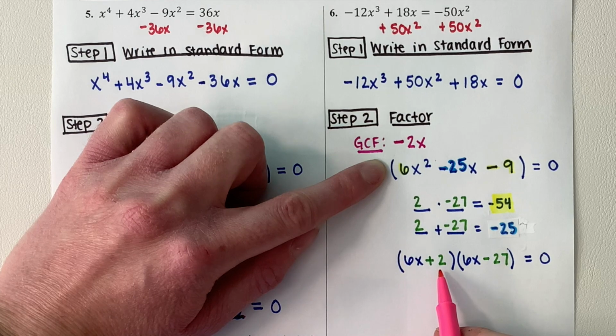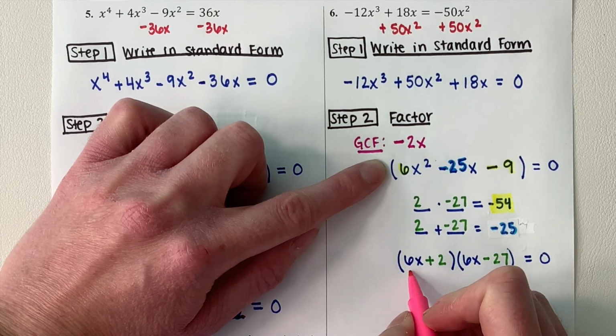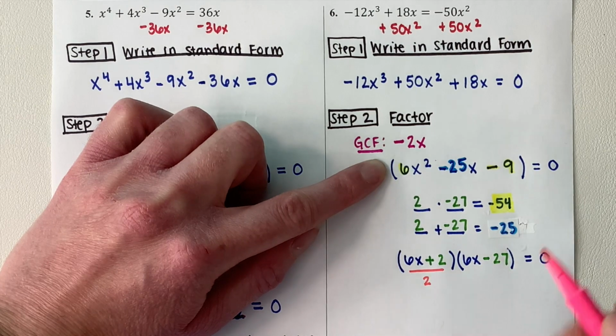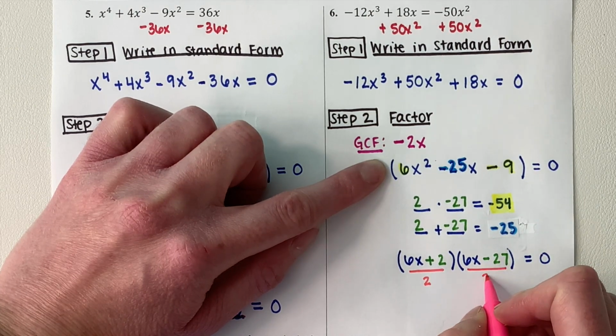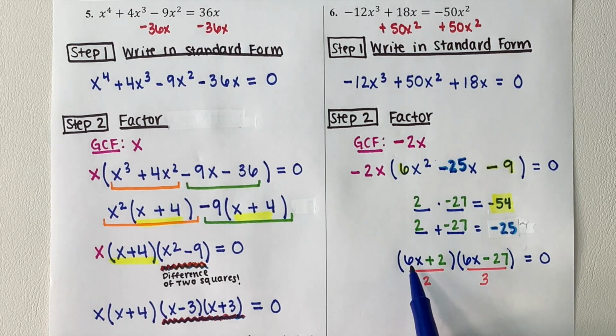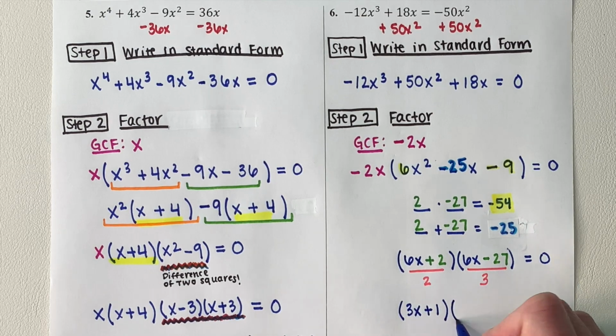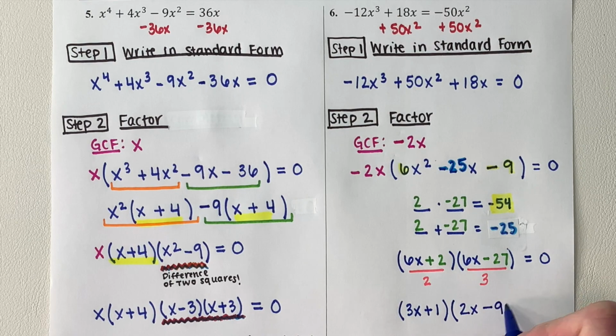So let's examine this first parenthesis here. The greatest common factor between 6x and 2 is 2, so we're going to divide by 2. Let's examine this parenthesis here. The greatest common factor between 6x and 27 is 3, so we'll divide this parenthesis by 3. So if we divide each term in this parenthesis by 2, 6x divided by 2 will give us 3x, and 2 divided by 2 will give us a positive 1. Then we'll divide each term in this parenthesis by 3. 6x divided by 3 gives us 2x, and negative 27 divided by 3 gives us negative 9.